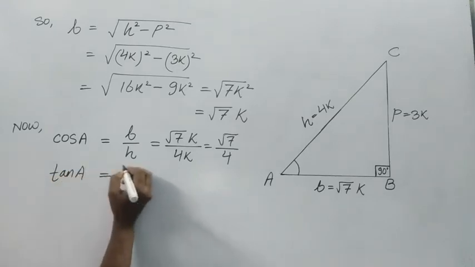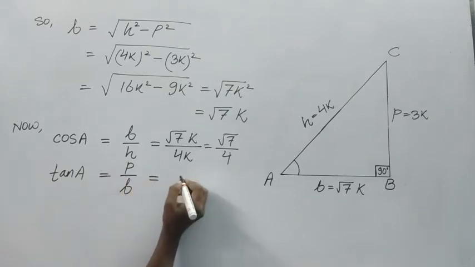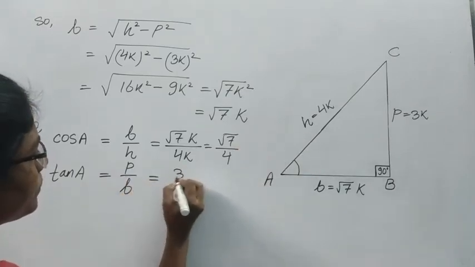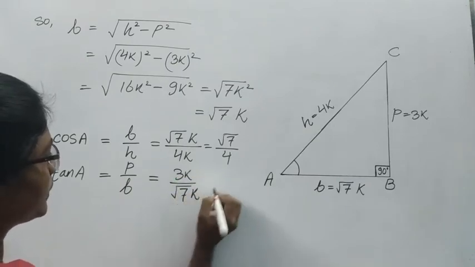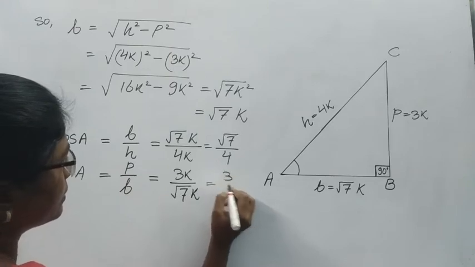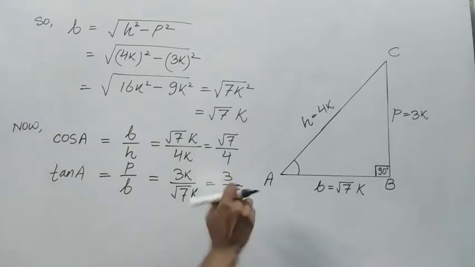And tan A. So tan A is written as the ratio perpendicular by base. So perpendicular is 3k and the base is square root 7 into k. So cancel the k. So 3 by square root 7. So this is the answer of the question.